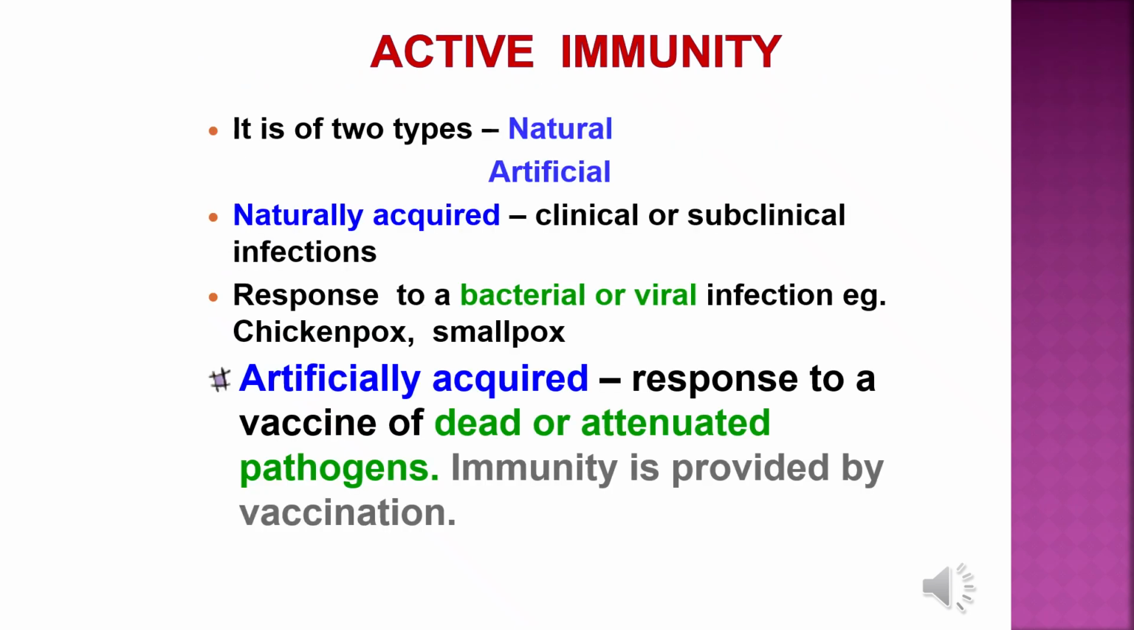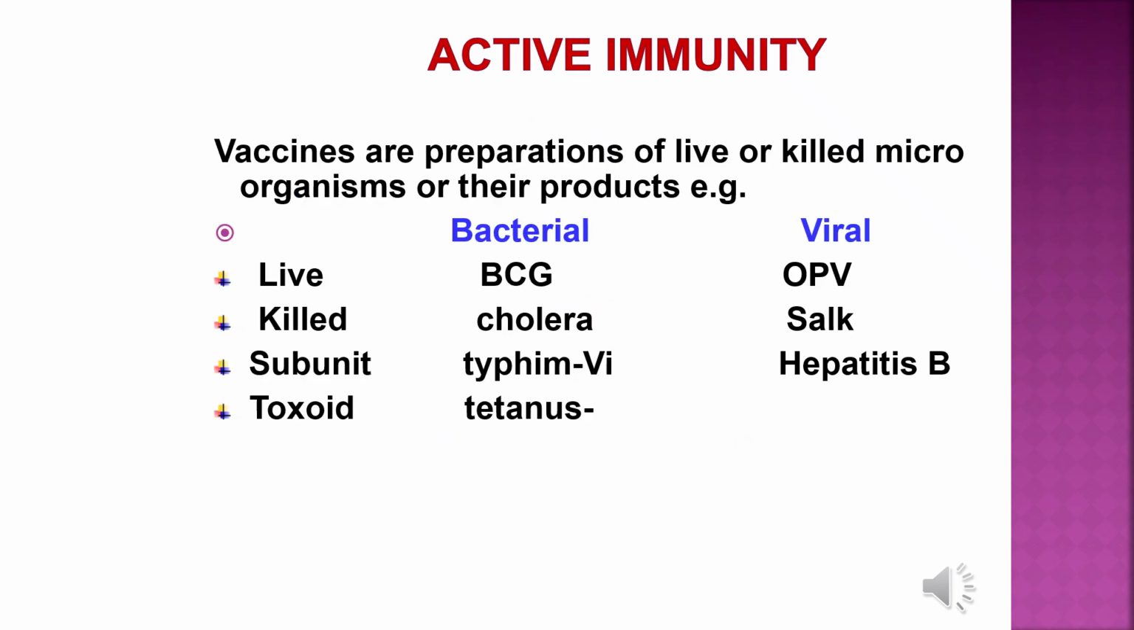Naturally acquired active immunity comes from clinical or subclinical infections. We already saw the response to a bacterial or viral infection, for example chickenpox, smallpox. Artificially acquired active immunity is the response to a vaccine of dead or attenuated pathogens. Immunity is provided by vaccination. Now we'll see a few vaccines. Vaccines are preparations of live or killed microorganisms or their products. So there are bacterial or viral vaccines, and there are different types.